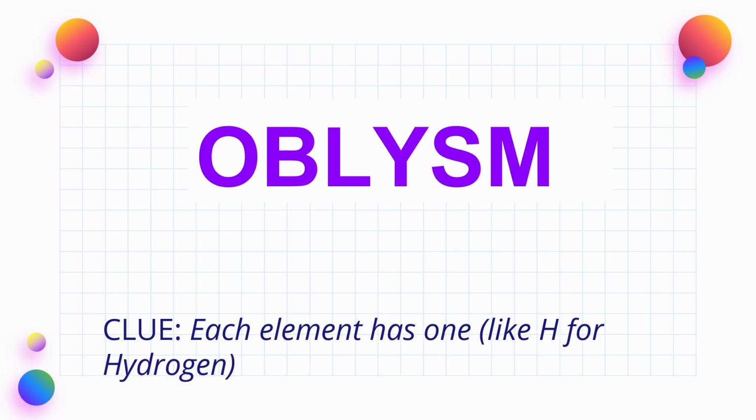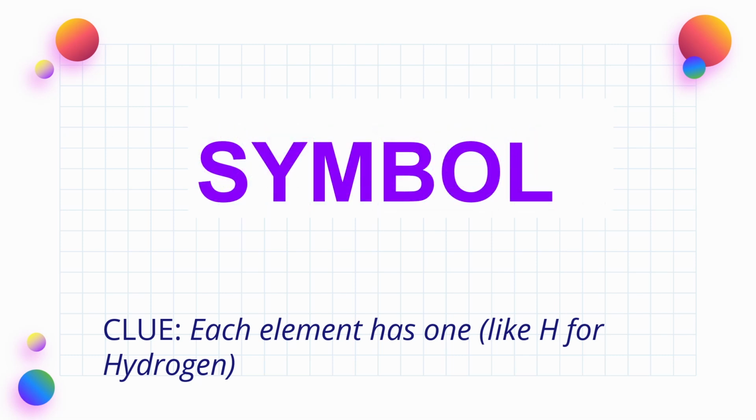Here are the next scrambled letters that you need to unlock. The clue is: an element has one, like H for hydrogen. What do you think it is? Yes, the word is symbol. Excellent. You got the correct answer.